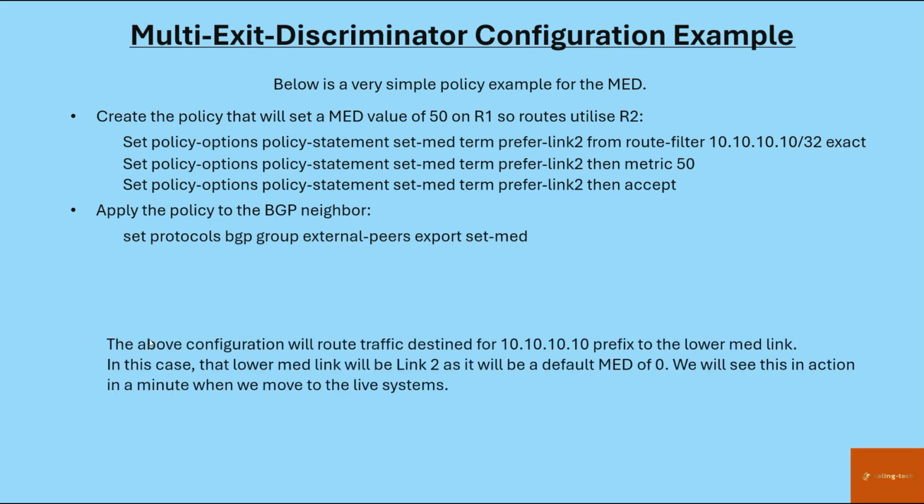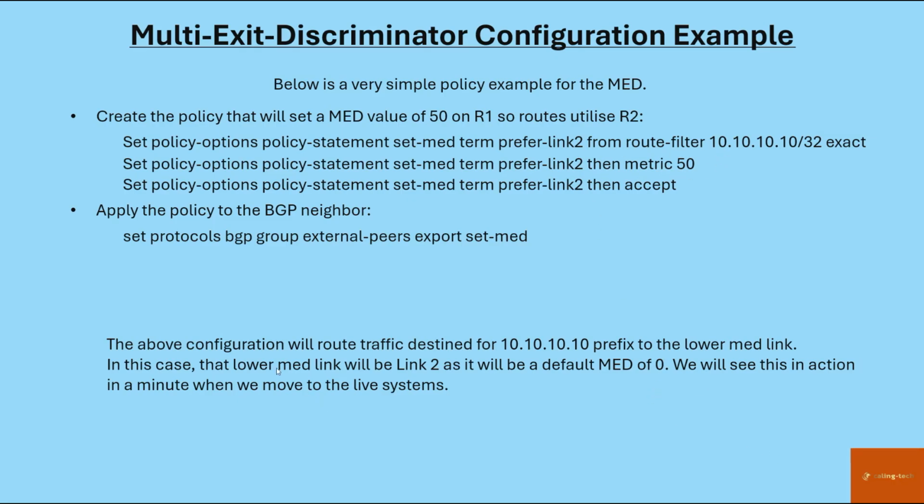So, as we state here, the above configuration will route traffic destined for the 10.10 prefix to the lower MED link. So in this case, the lower MED link will be link 2, as it will still be a default MED of 0. Because as we've said here, on link 1, we want to set the metric to 50, and it'll prefer the lower MED, remember?